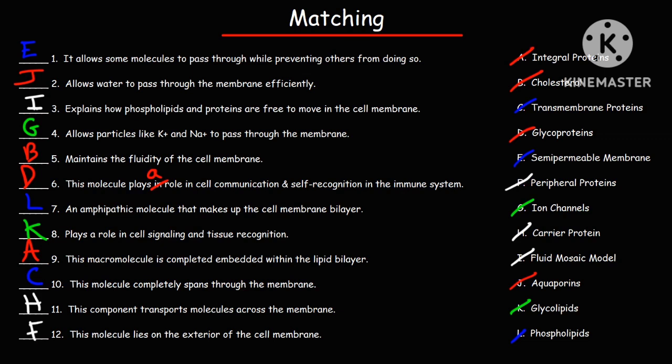Surface proteins also lie on the exterior of the cell membrane. But the peripheral proteins, part of it is inside the membrane and part of it is outside of the membrane. But it doesn't span completely through the membrane. So that's basically it for this video. That's an introduction into the cell membrane.